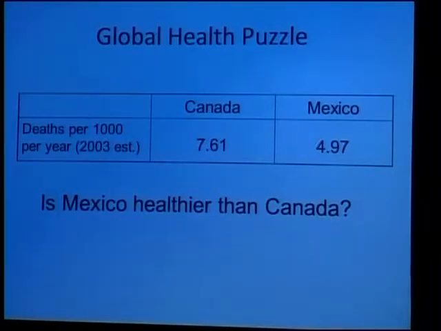And just to start, I sort of dusted off a few old slides for this talk, just to give a little sense of public health and global health. There's just a little puzzle: if you look at the annual death rates of two of our neighbor countries, Canada and Mexico, you might be surprised that a lot more people die per 1,000 people in Canada than in Mexico, even though you would sort of expect Canada to be a wealthier, healthier country. Does anybody know why this is true?